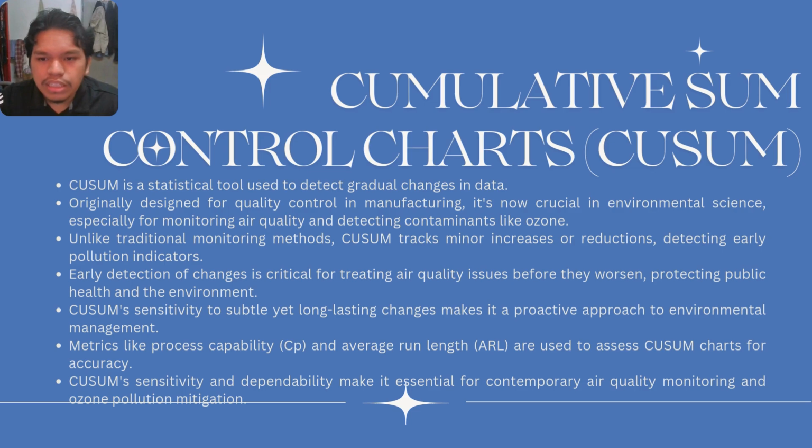Early detection of change is critical for treating air quality issues before they worsen, protecting public health and the environment. CUSUM's sensitivity to subtle yet long-lasting change makes it a proactive approach to environmental management. Metrics like process capability (Cp) and average run length (ARL) are used to assess CUSUM charts for accuracy. CUSUM's sensitivity and dependability make it essential for contemporary air quality monitoring and ozone pollution mitigation.